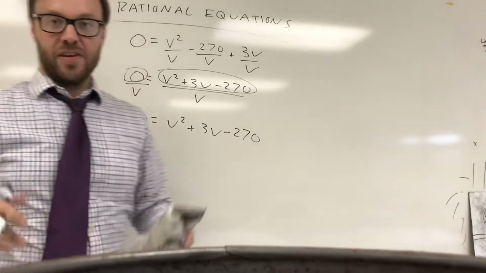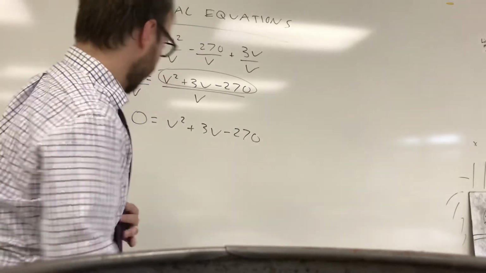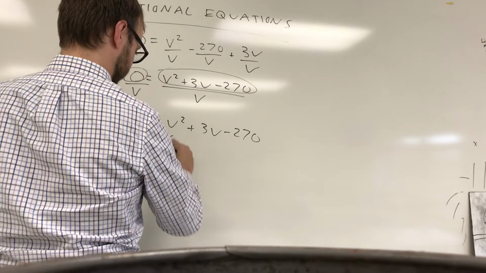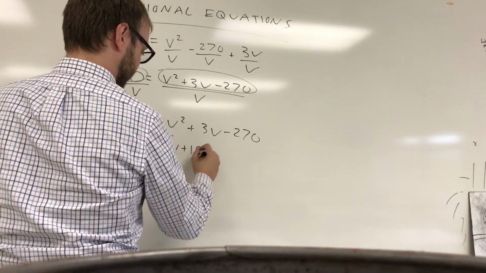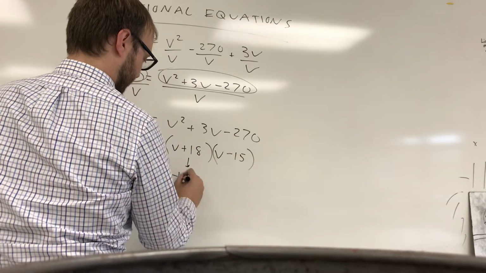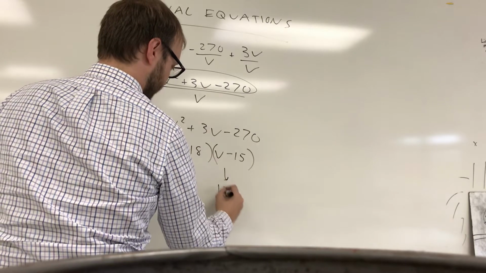It's a quadratic. You could dump everything in the quadratic formula and solve it. It does factor. You'll have to fiddle around with it a little bit to make it factor. But you can do a v plus 18 and a v minus 15 to get it to factor. So you're going to get a negative 18, a positive 15.